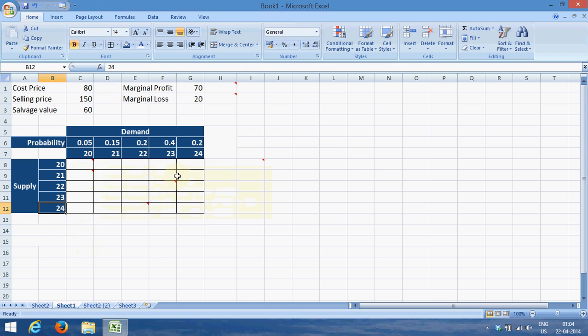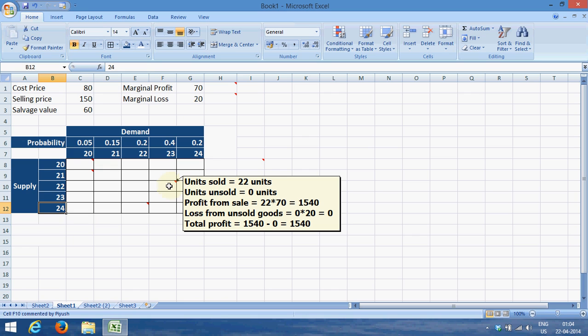Let's look at a few more cases. Now here we have a supply of 22 and a demand of 23. So since the supply is less, we would obviously sell 22. Please note, we're selling whatever is less out of supply or demand, and we would have no unsold units. So the profit from sale would be 22 times 70, which is $1,540. And since we don't have any unsold goods, we would have a total profit of $1,540.